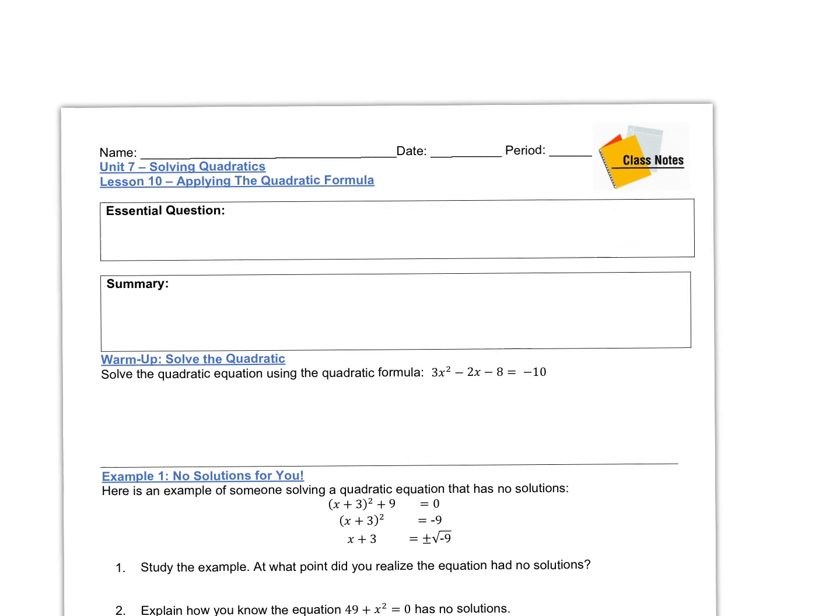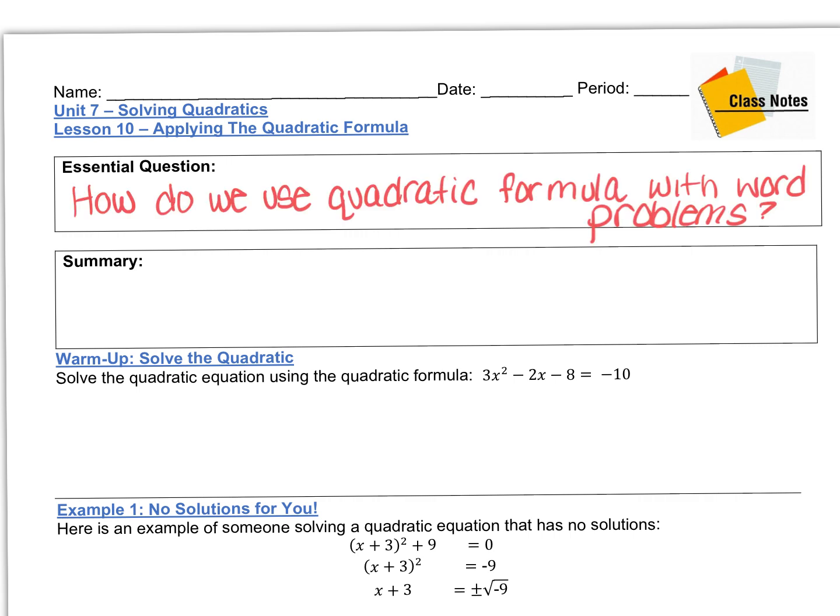So for today, our essential question is, how do we use quadratic formula with word problems? We've looked at these word problems multiple times. We're talking about throwing an object, talking about when does it reach a certain height, or when does it hit the ground, or at what time is it at a certain height, etc. So let's first review what we talked about yesterday.